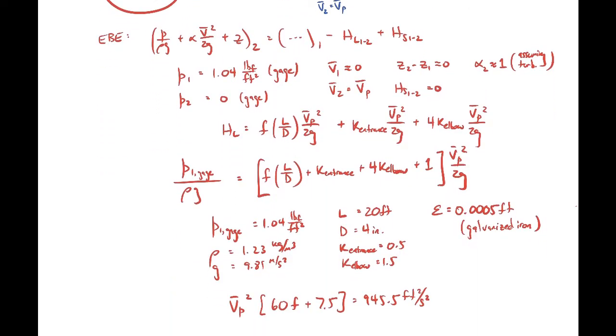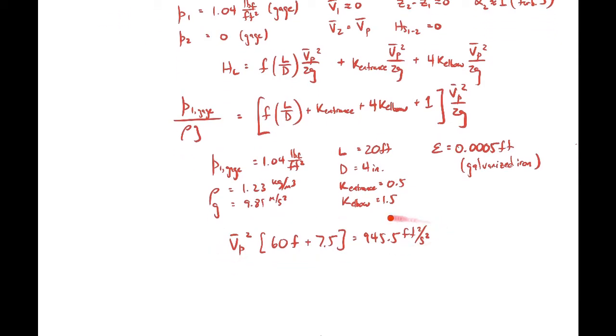So we do know our relative roughness, because we can calculate epsilon over d. All right, so now we have this expression from our extended Bernoulli equation. It's just basically simplifying the extended Bernoulli equation and then plugging in our numbers. But we can't solve for the velocity in the pipe because we don't know the friction factor. And the reason we don't know our friction factor is because we don't know the Reynolds number in the pipe.